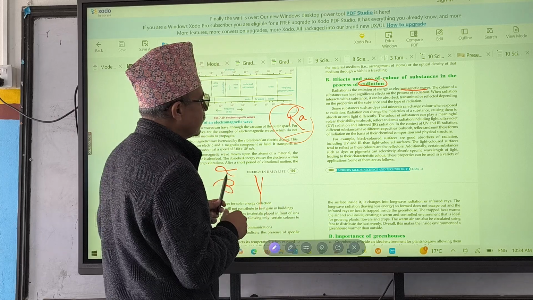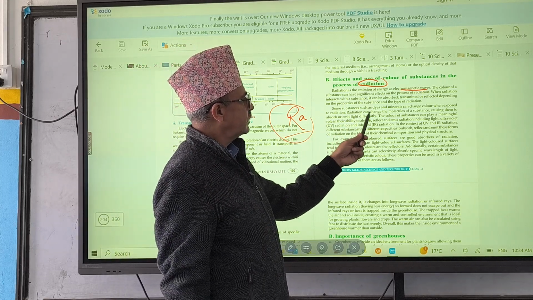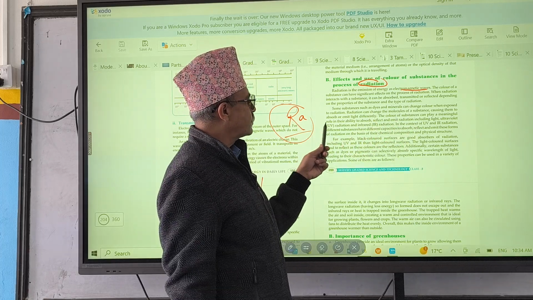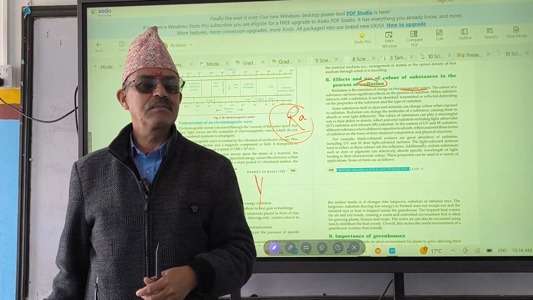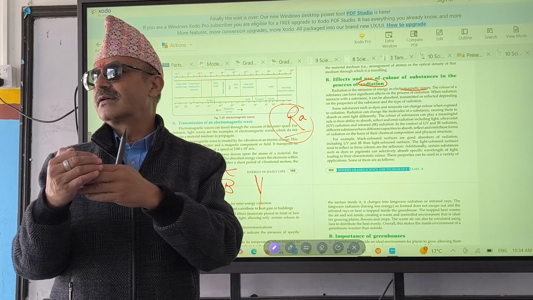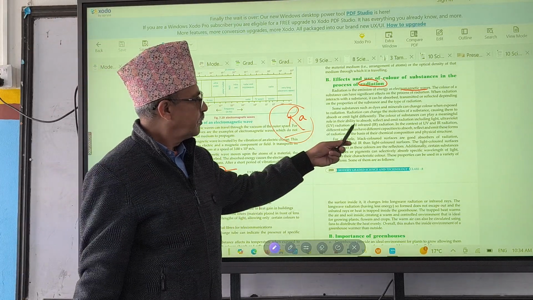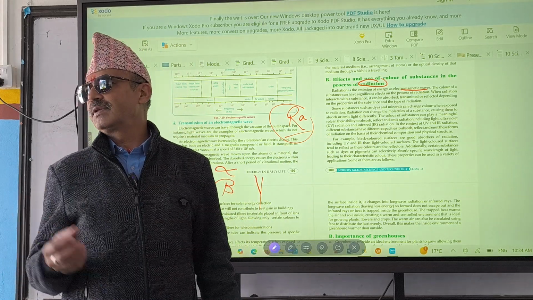Okay, here is one sentence. Please read here. What is this? Radiation can change the molecules of a substance, causing them to absorb or emit light differently. Because of radiation, what can happen? Either it may be absorbed or emit light differently. Emission of light in the air.